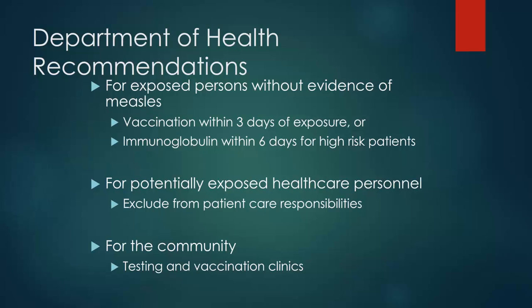For exposed persons without evidence of immunity to measles, the Indiana State Department of Health recommended vaccination of eligible persons within 3 days of exposure, or immunoglobulin administration within 6 days of exposure for patients at high risk for measles complications. In addition, vaccination was recommended for all eligible persons regardless of their exposure history.